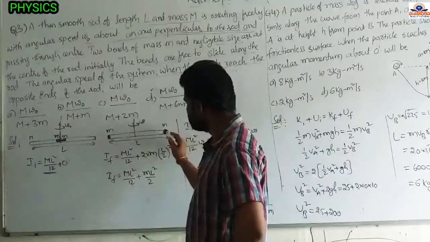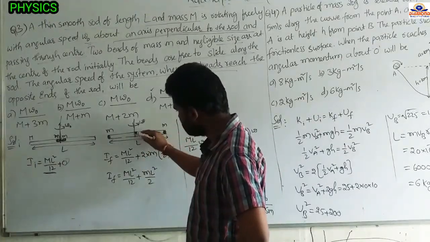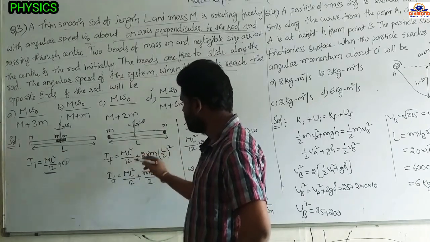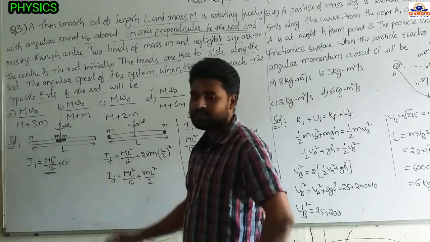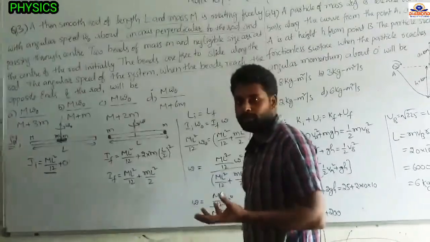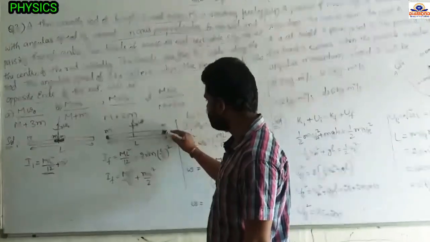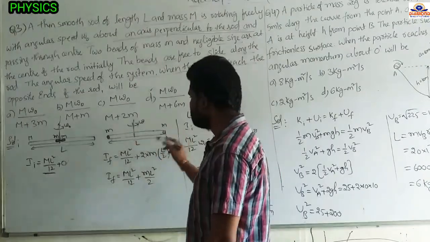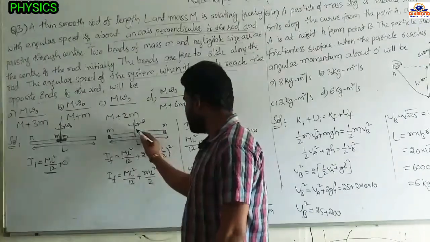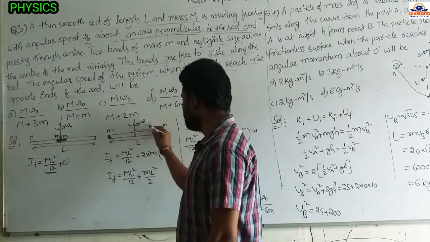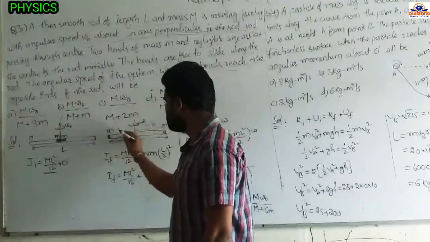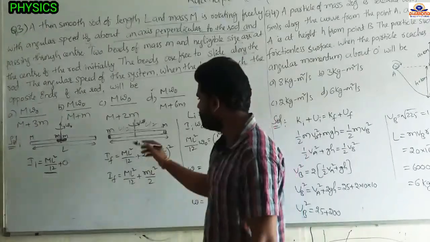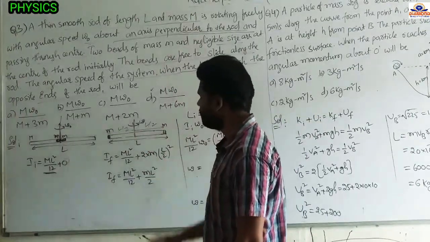The moment of inertia of the rod with respect to the axis passing through the center and perpendicular to the rod is ML square by 12, plus the beads. These beads are of negligible size, meaning point masses. The total length of the rod is L. From the axis to this bead is L by 2, and from the axis to the other bead is L by 2, since the axis is passing through the center.